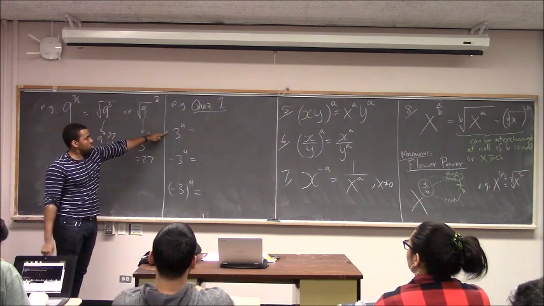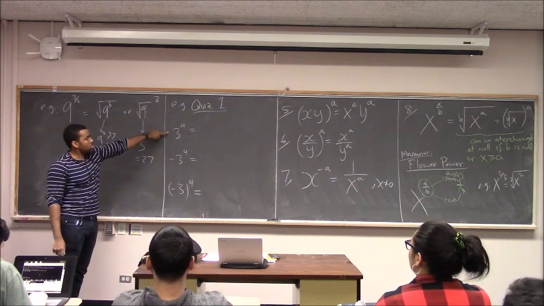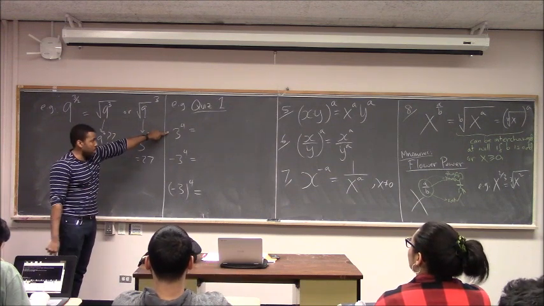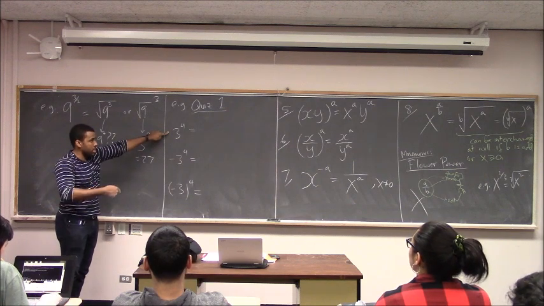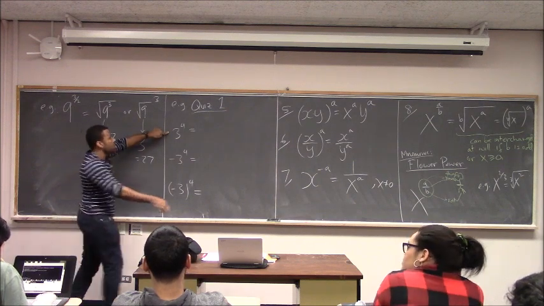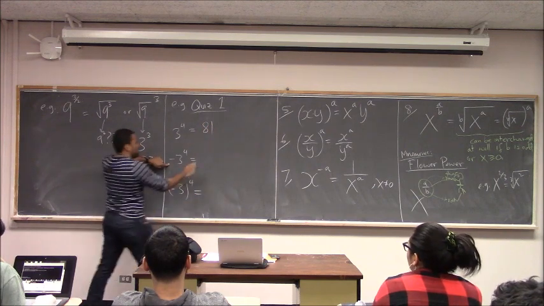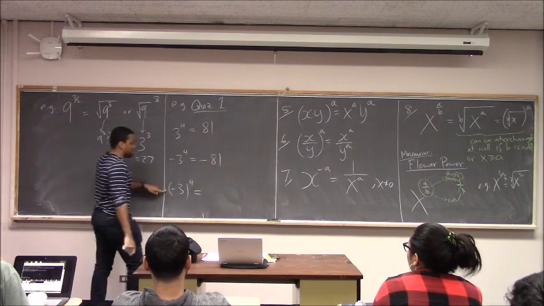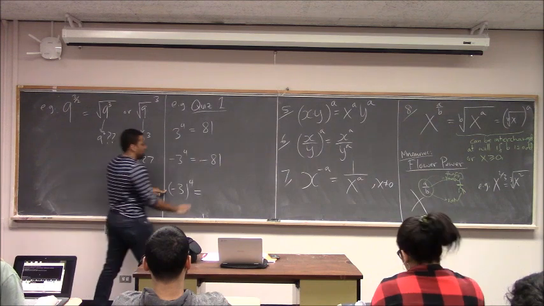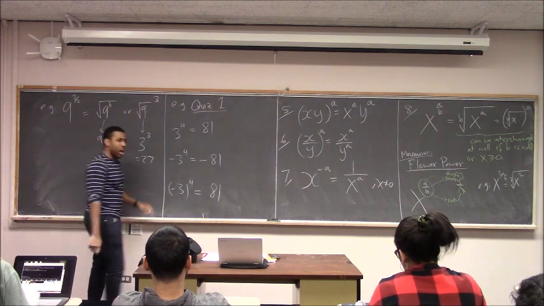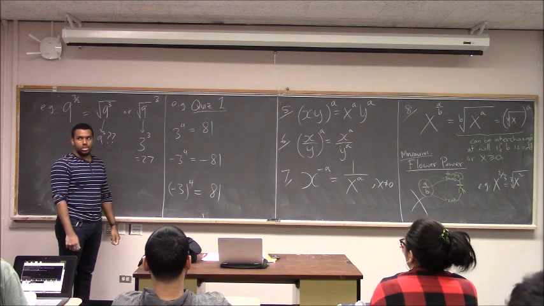What was this? 81. Right, that means 3 multiplied by itself 4 times. 3 times 3 is 9, times 3 is 27, times another 3 is 81. What is this one? Minus 81. What is this one? Positive 81. Why? Because parentheses.